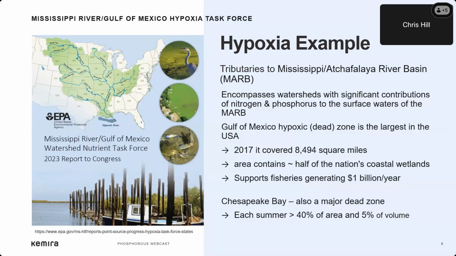Again, no fish, birds, shrimp, crabs, or sharks. Imagine being a commercial or sport fisherman and having to navigate around this large dead zone. More fuel, more time, labor costs. Also, each summer, greater than 40% of the area and 5% of the volume of the Chesapeake Bay becomes a dead zone. So there are big problems to be resolved in reducing nutrient pollution, again, primarily phosphorus and nitrogen. We are focused on phosphorus today.